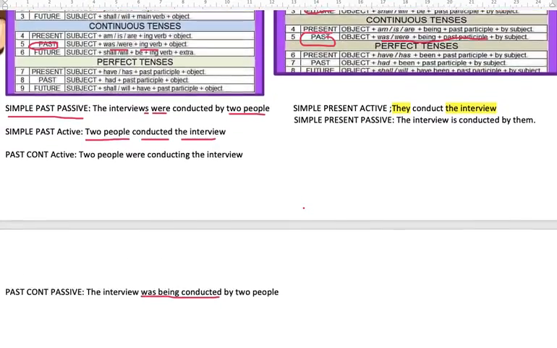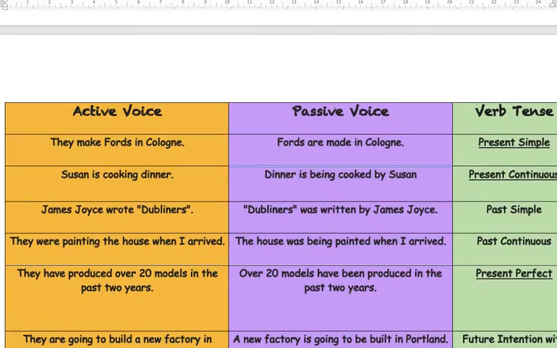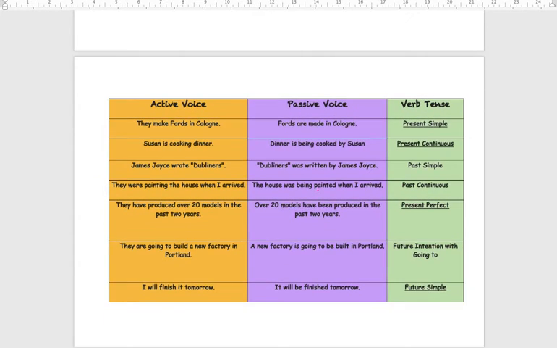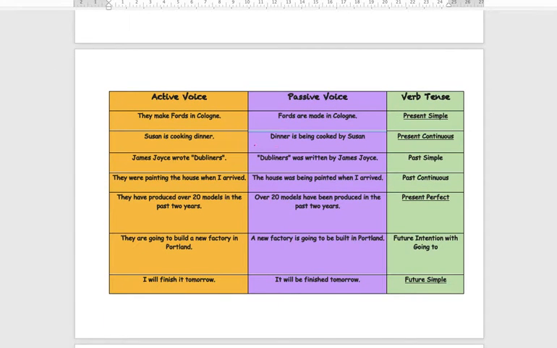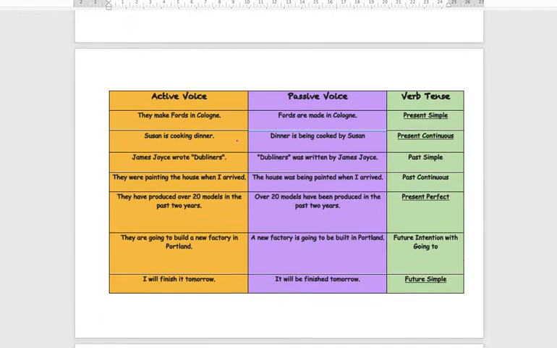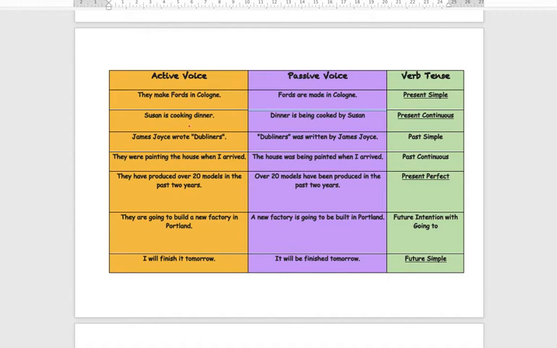Alright? Okay. Now, let's look at more examples. This is the table where it covers all types. For example, they made forts in Cologne. Mereka membuat kereta fort di Cologne. Kereta fort dibuat di Cologne. So this is present simple. How do you know? Because the verb to be here, are, and this one is make for they.